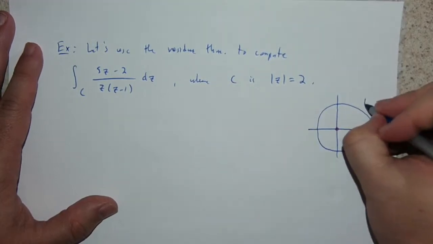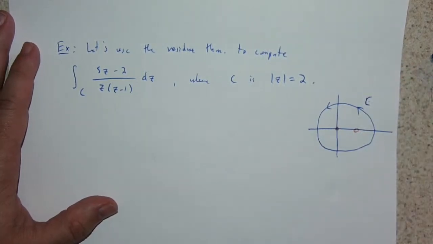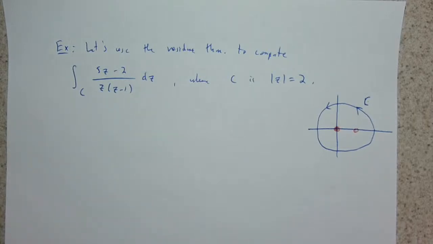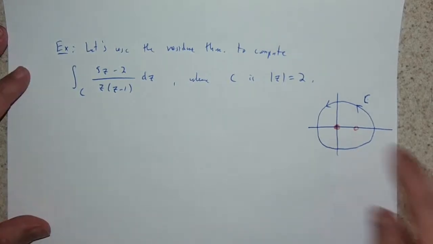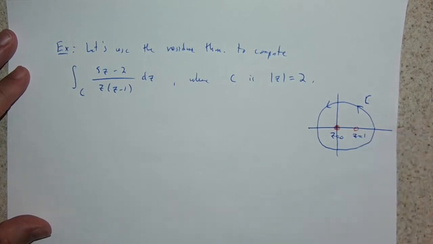So here's C, and it's described positively. So here are my singular points. There are 2 of them in there. Okay, and C encircles both of them. Otherwise, this integrand is analytic everywhere in the interior of C. Okay, so these are 2 isolated singularities there, both inside of C. Okay, so I want to find the residues at z equals 0 and z equals 1. So I want to find residues here.